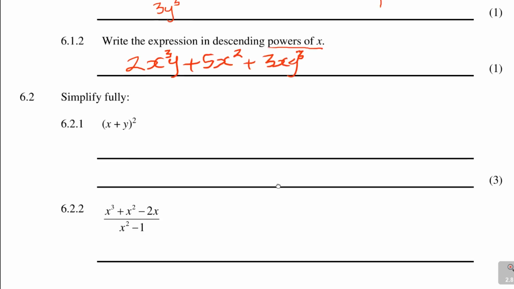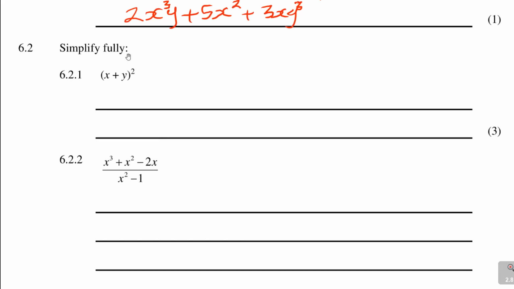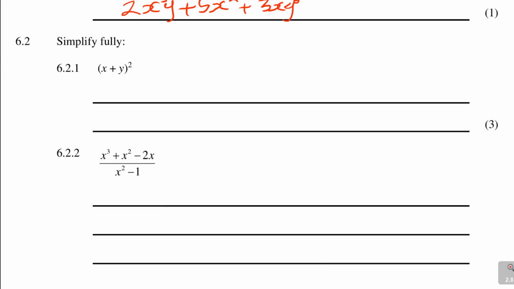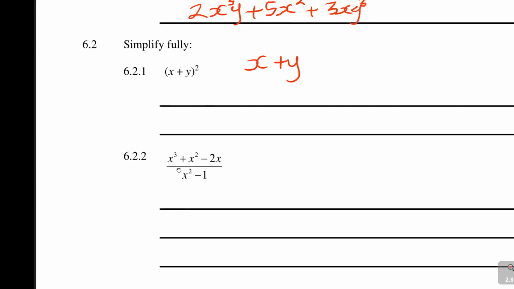All right. 6.2. Simplify the following. Simplify fully, and they give you that. Guys, you just need to know how to expand. This is expansion. So what we have got is x plus y. Let me do it this side. It's 3 marks, you see. So you have x plus y, and then they say here squared.